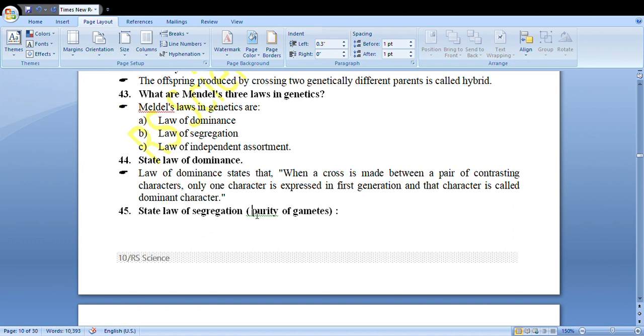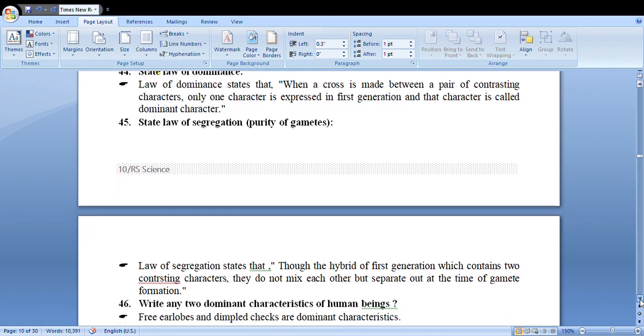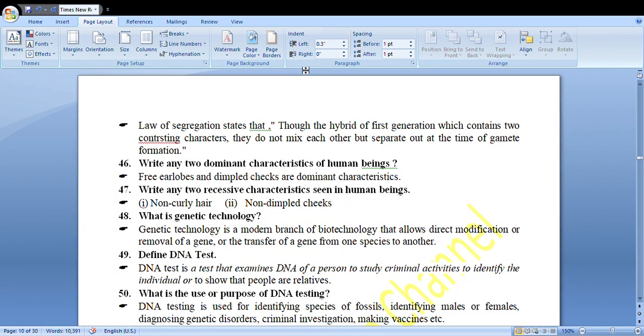State law of segregation, or purity of gamete. Law of segregation states that though the hybrid of first generation contains two contrasting characters, they do not mix with each other but separate out at the time of gamete formation.